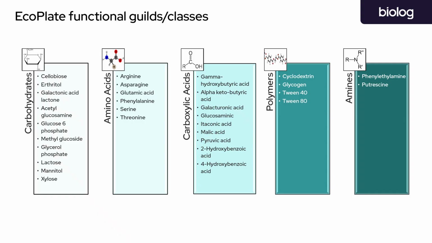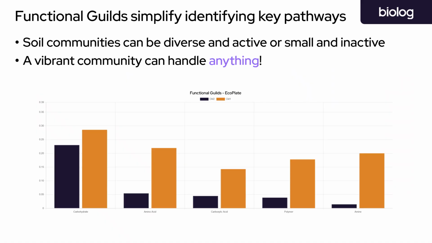Carbon sources on the ecoplate can be divided into 5 functional guilds. We have carbohydrates, amino acids, carboxylic acids, polymers, and amines. Substrates within each of these groups require shared mechanisms or pathways to process, so it can be useful to compare the guilds to one another to more deeply understand the metabolic profile of any given isolate or community. Functional guilds are a great way to pinpoint key pathways that are important for a given community or isolate.